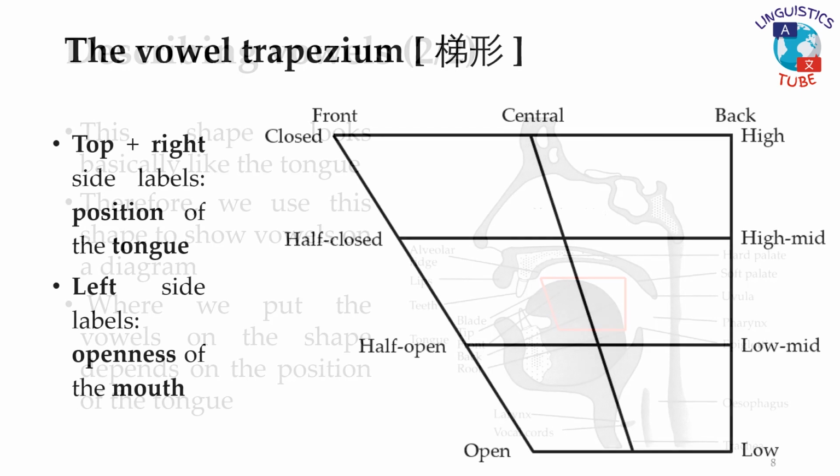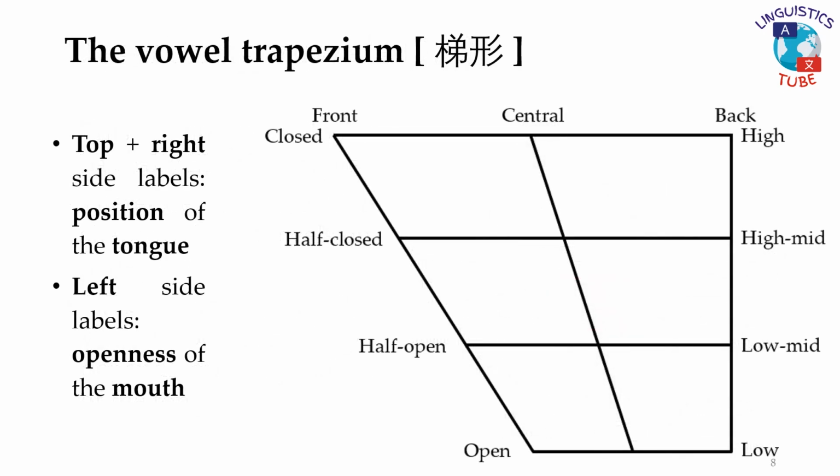It is called the vowel trapezium. A trapezium is the name of this shape. The labels along the top and down the right side describe the position of the tongue, and the labels down the left side describe the openness of the mouth. Let's look at these labels in more detail and learn how to describe vowels.